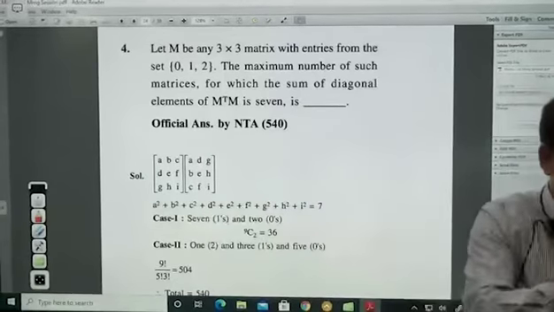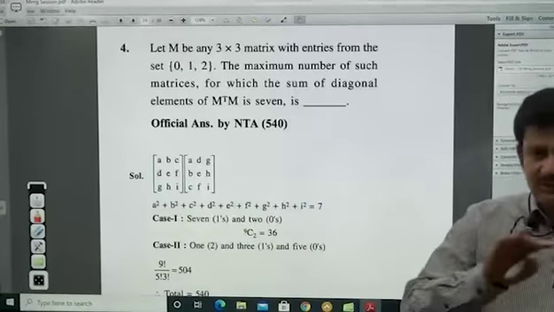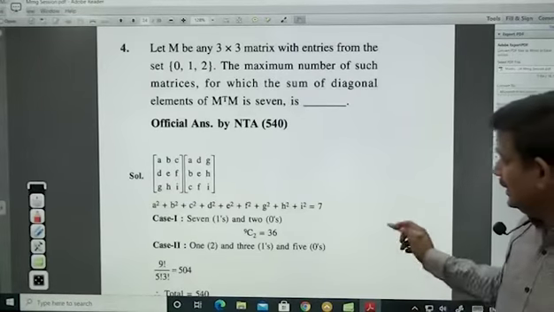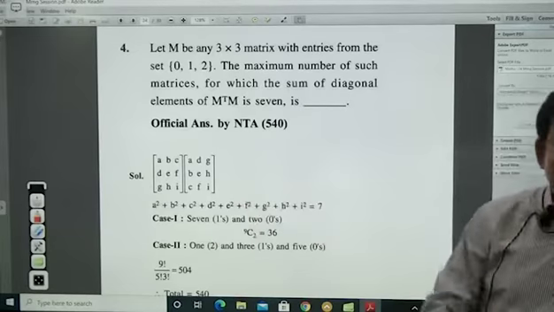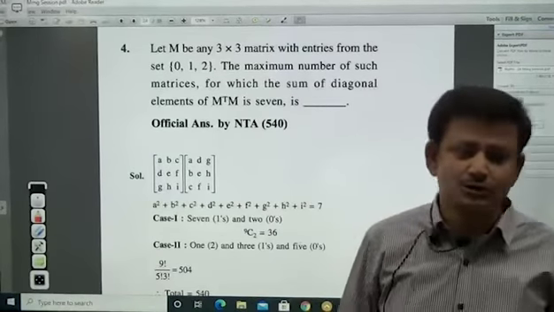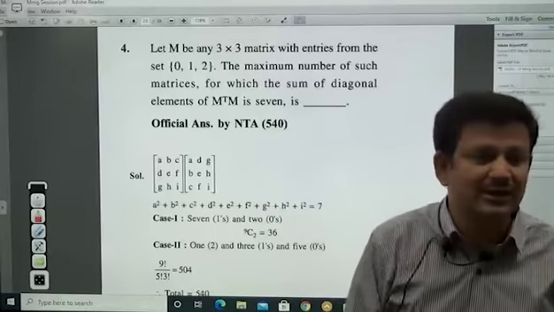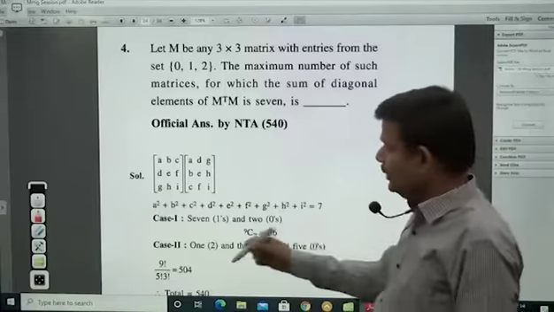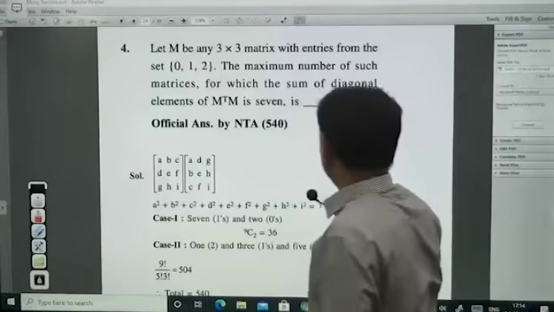9 ones cannot be 7. So at least 2 of them will be 0. 7 of them can be ones. So one possibility is any 7 of them are ones, remaining 2 are zeros. So in how many ways you can choose which 7 will be ones? 9C7 or 9C2. So one part of the answer is 9C2.